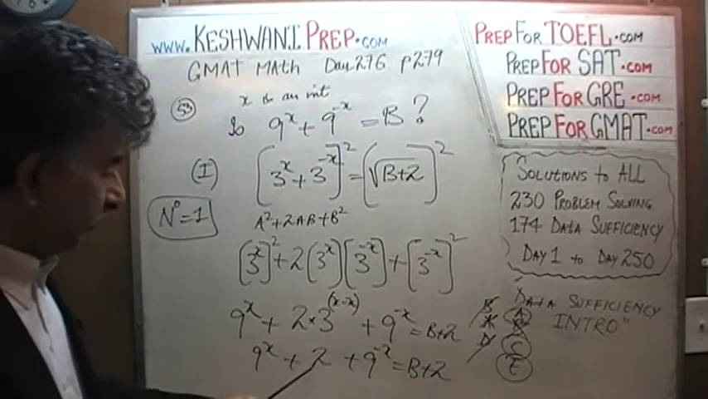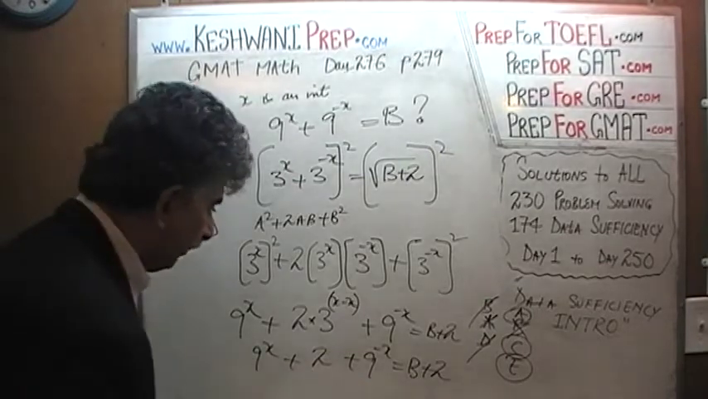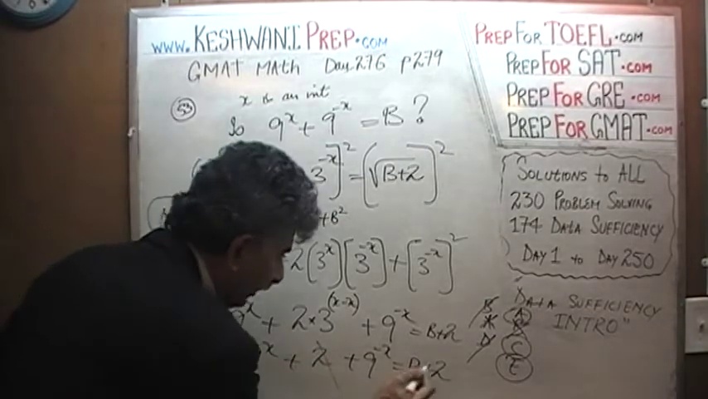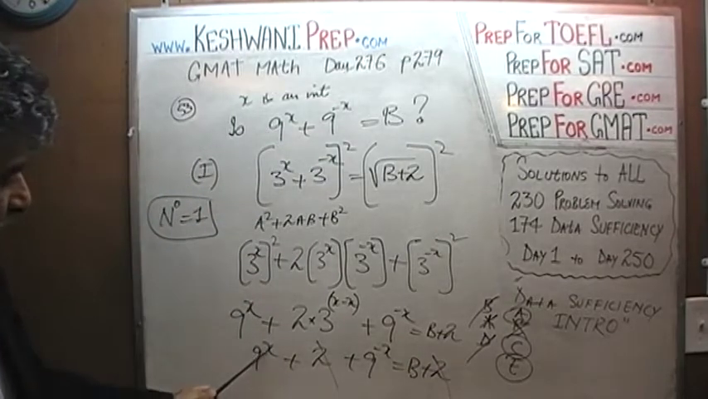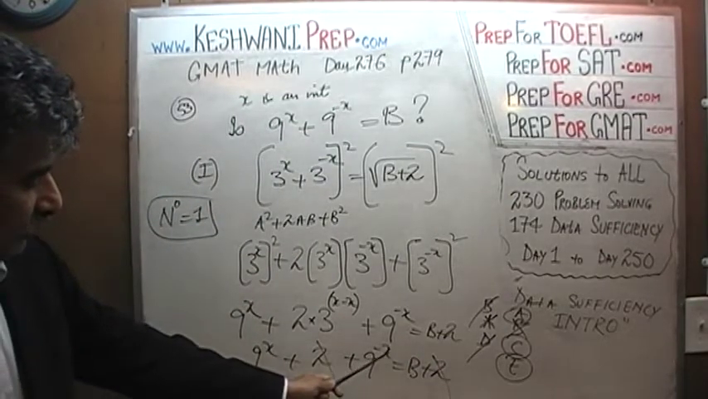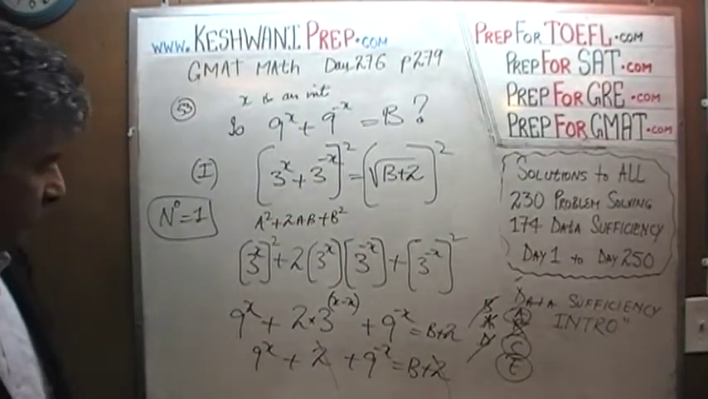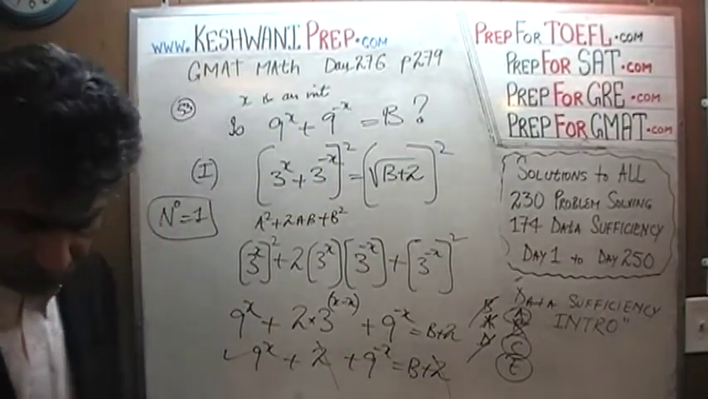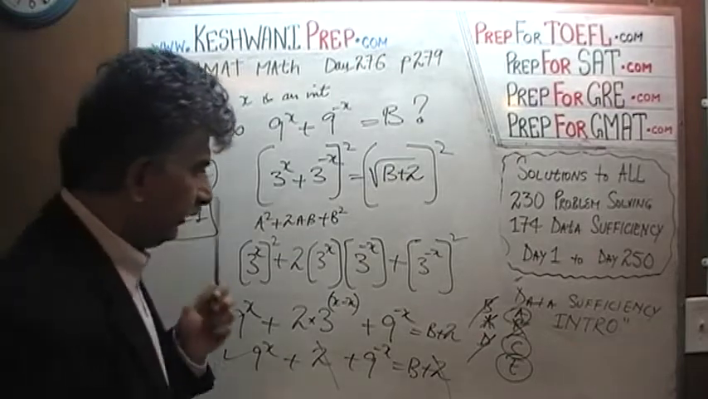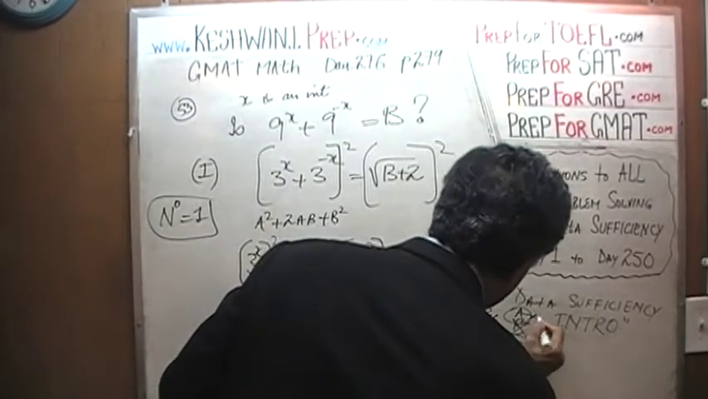That's it, we are done. We see a 2 here, we see a 2 here. If we subtract 2 from both sides, the 2 cancels out, and we end up with 9 raised to x plus 9 raised to negative x equals b, which is exactly what they were asking. Is this quantity true? The answer is yes. The answer is A.